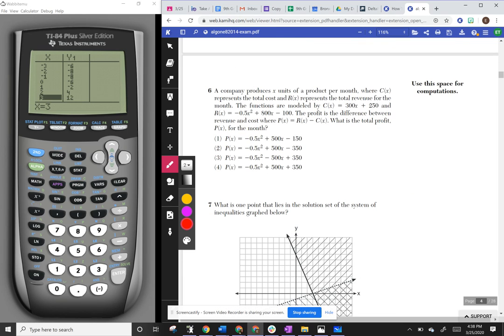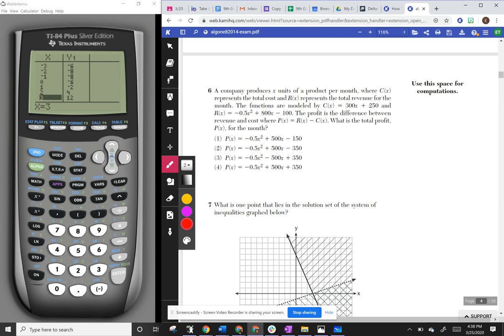Okay, question number 6. A company produces x units of product per month, where C of x represents the total cost and R of x represents the total revenue for the month. The functions are modeled by C of x equals 300x plus 250, and R of x equals negative 0.5x squared plus 800x minus 100.